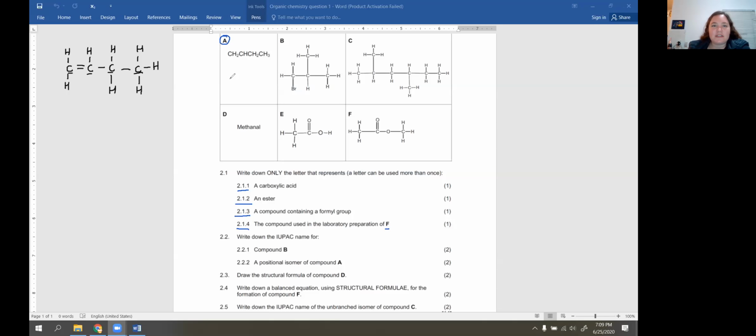All right, so I'm not going to share my answer. I got that the carboxylic acid was E because of the C double bond OOH. I got that the ester was F because of the C double bond O straight onto an O.